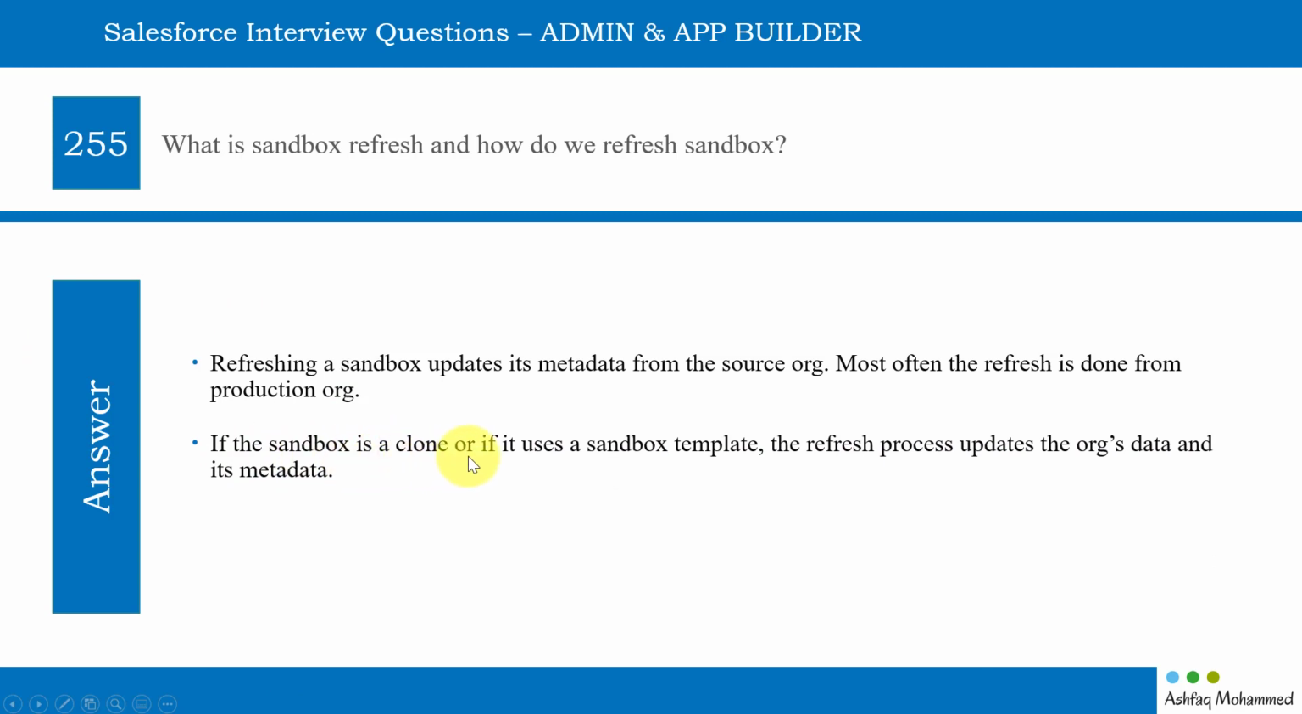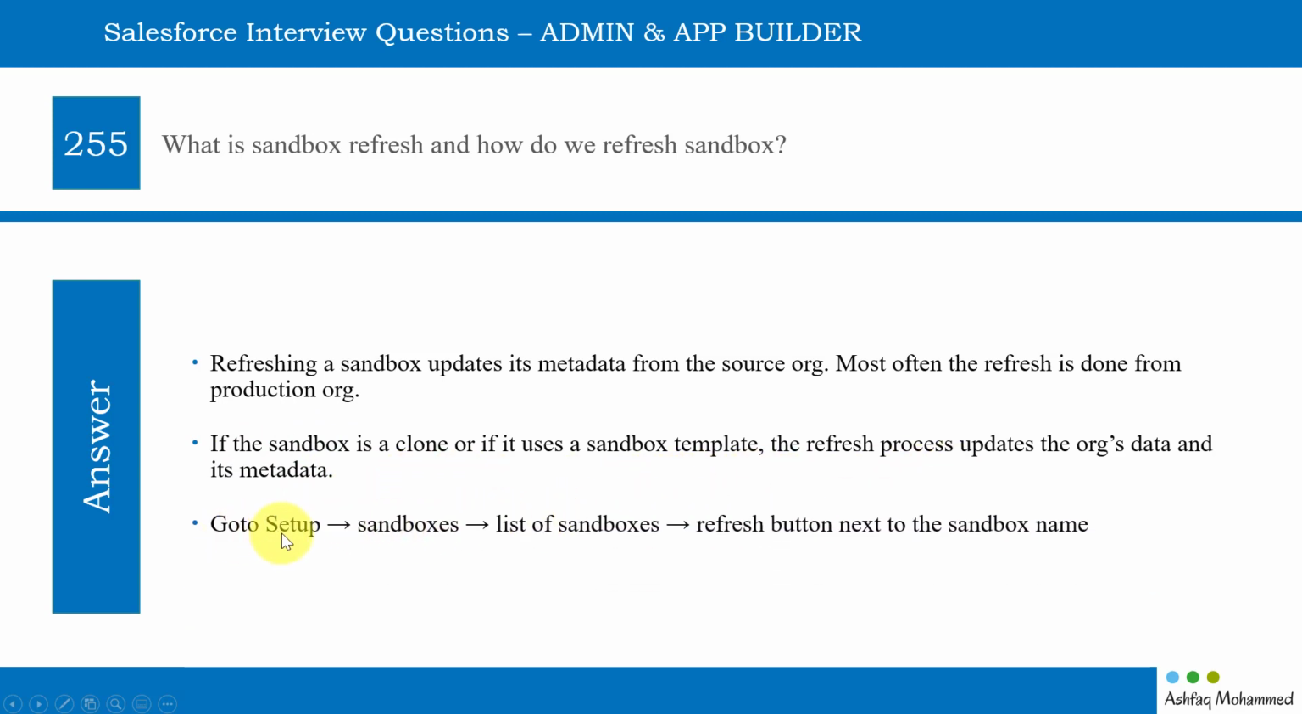If the sandbox is a clone or if it uses a sandbox template, the refresh process updates the org's data and metadata. If it is a partial copy or full copy, then it copies the metadata as well as the data. To refresh, go to Setup, Sandboxes, list of sandboxes, and use the refresh button next to the sandbox name. As soon as a sandbox is created, you will get a refresh button as well.